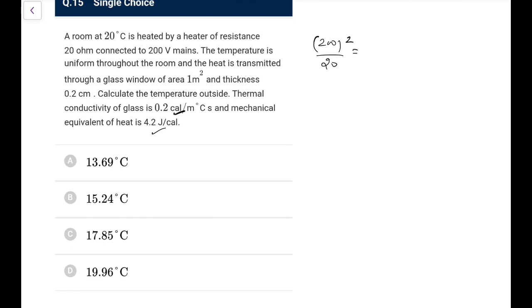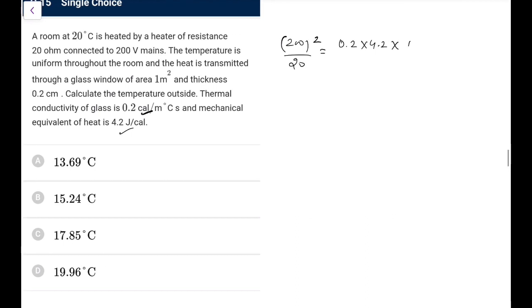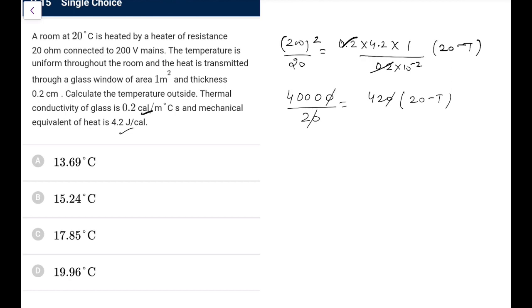So for that conduction, K is 0.2 in calories, so convert it into joules with 4.2. This would be 0.2 into 4.2, K into A, area means 1, upon L is 0.2 centimeter, into delta T. You have to find the outside temperature, so that would be 20 minus T. So what you are left with would be 200 square by 20, so what you will have is 4000 upon 20.